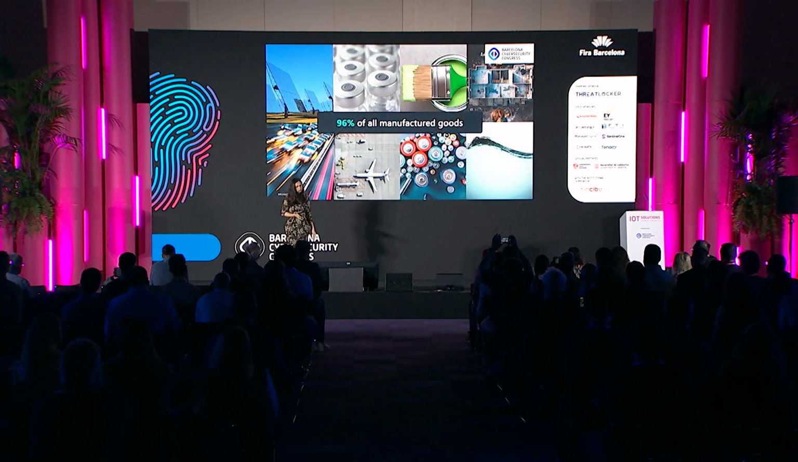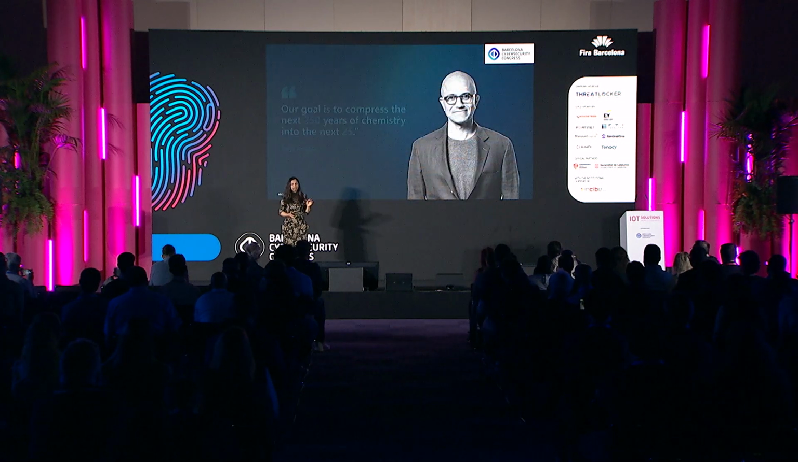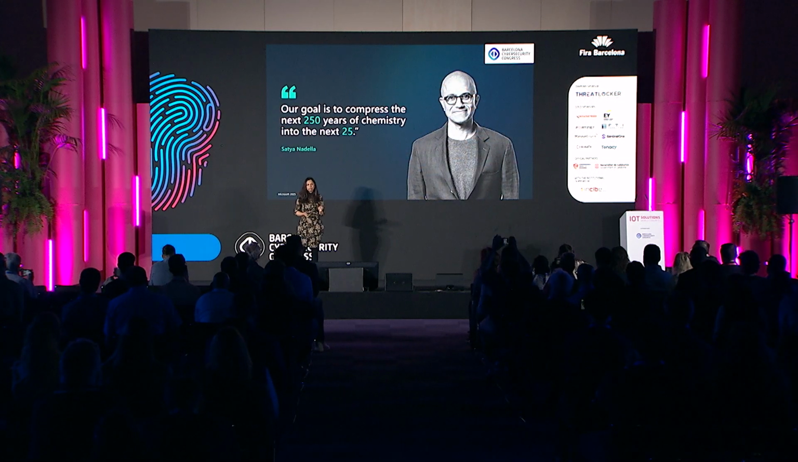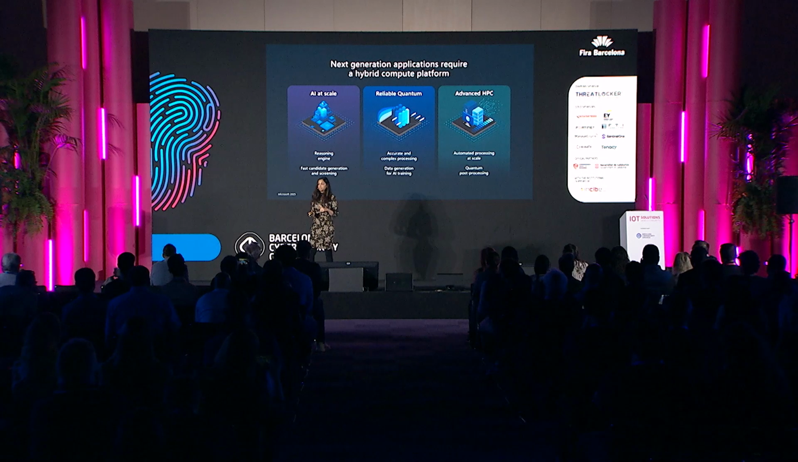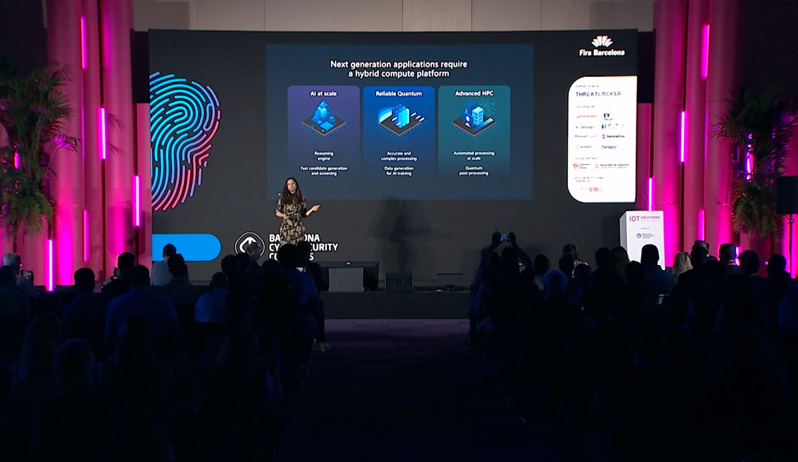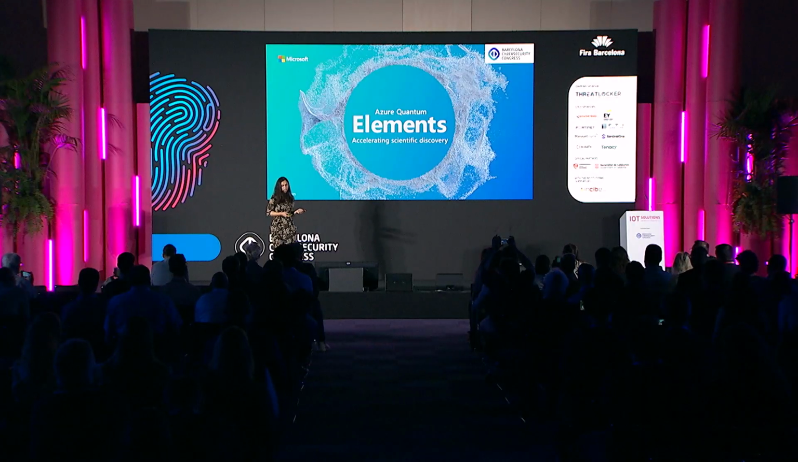There are multiple partners we are working with. I think I've already explained this, like why materials and chemistry, because it impacts everybody's life. And that's what Satya told us: compress 250 years of chemistry into 25 years. That's what we all are behind. That's the motto. So AI will bring the speed, HPC will bring the scale, and quantum will bring the accuracy to these processes. This trio will help us run these algorithms and run the quantum applications.